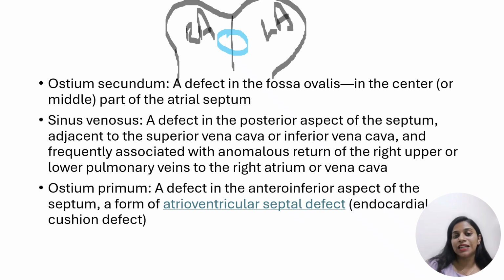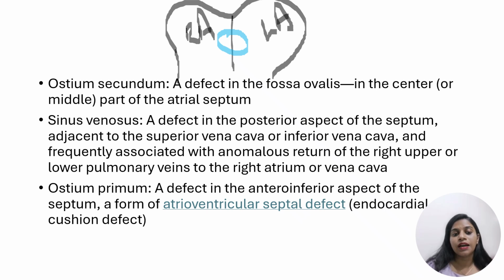So mostly the interatrial septum won't be like a single plane like this. It's a multi-dimensional structure, a 3-dimensional or 4-dimensional structure. So this is just for an easy purpose, I have mainly just drawn here.